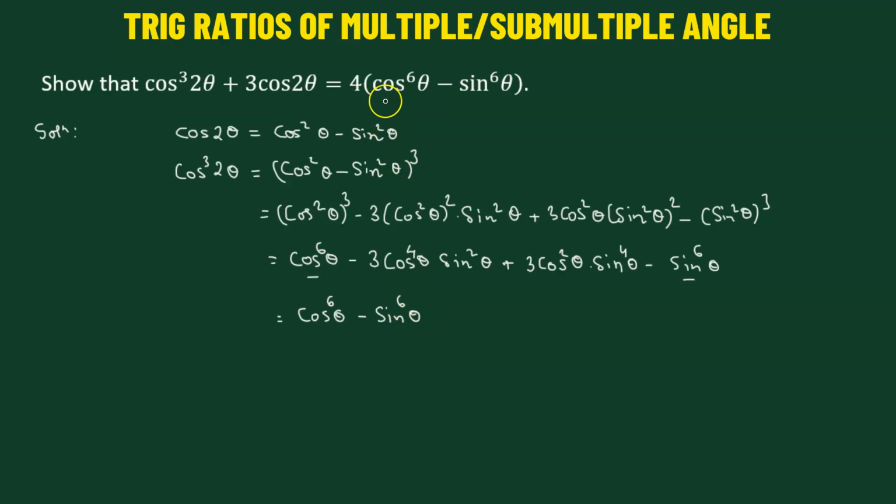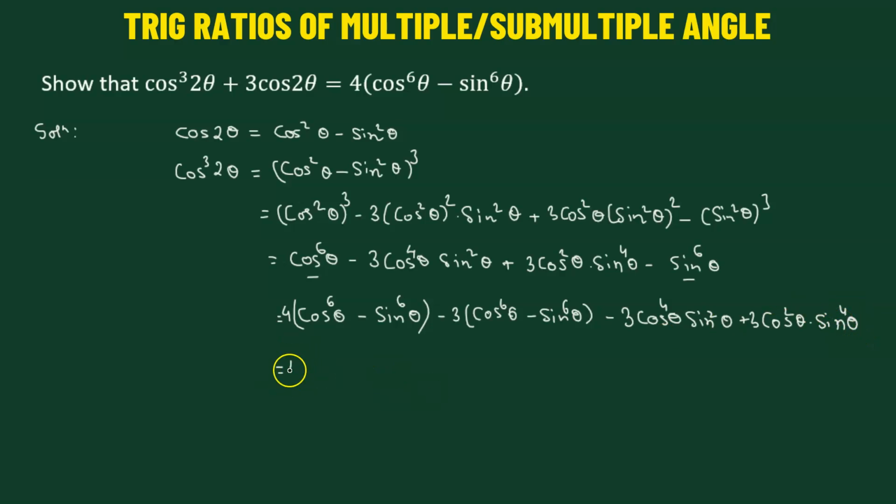However, as we can see, on the right hand side of the given expression, we have 4 multiplied by cosine theta raised to the power of 6 minus sine theta raised to the power of 6. Let's do one thing. We're going to multiply with 4. Now, that's an extra term we are adding here, so we're going to subtract the 3 times cosine theta raised to the power of 6 minus sine theta raised to the power of 6. And we have the rest of the 2 terms, that will be negative 3 cosine of theta whole raised to the power of 4 times sine squared theta, added to 3 times cosine squared theta multiplied by sine theta whole raised to the power of 4.